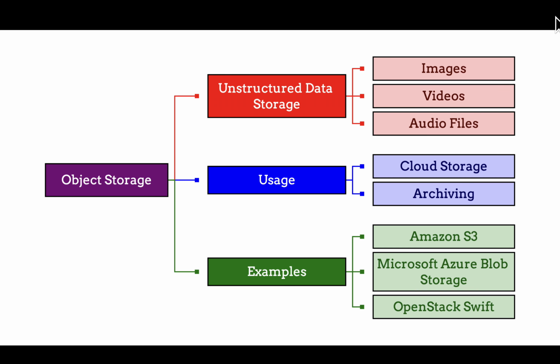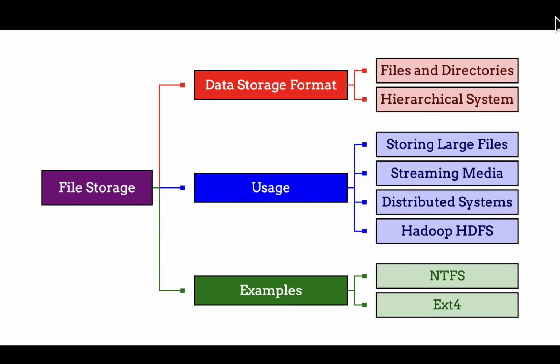Object storage. 1. These systems are designed to store and retrieve unstructured data, such as images, videos, and audio files. 2. They are often used for cloud storage and archiving. 3. Examples include Amazon S3, Microsoft Azure Blob Storage, and OpenStack Swift.